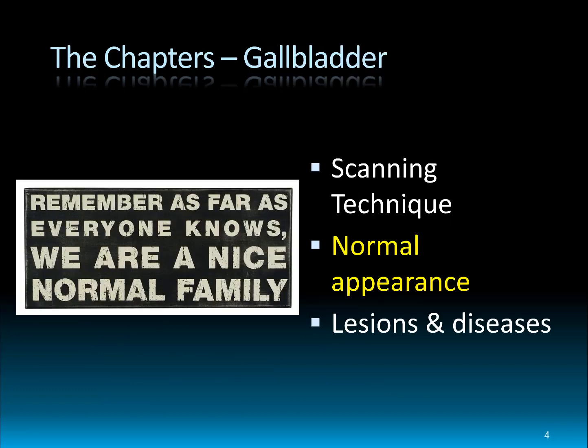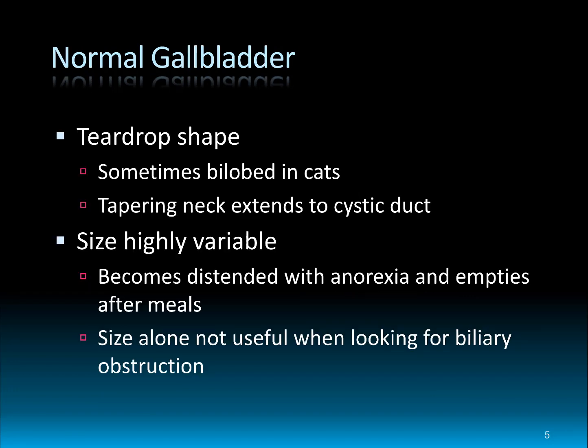So what is the gallbladder supposed to look like? What is the common bile duct supposed to look like? Gallbladder should have a teardrop shape. It can be bilobed in cats. The neck will taper and extend kind of into the cystic duct. There's not a clear demarcation between the gallbladder and the cystic duct, and then the cystic duct, which is fairly short, and the common bile duct.